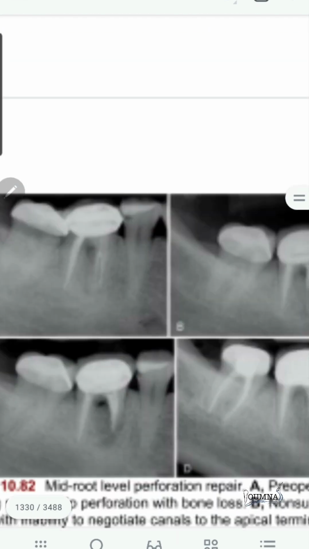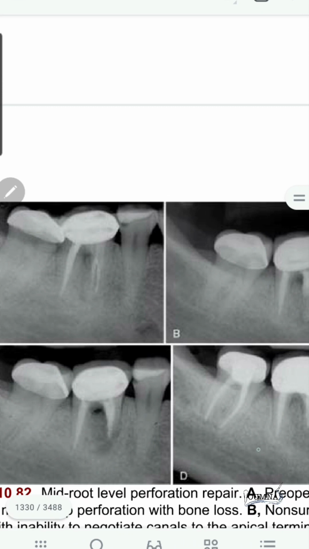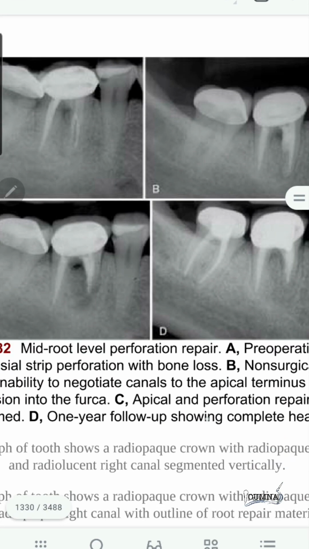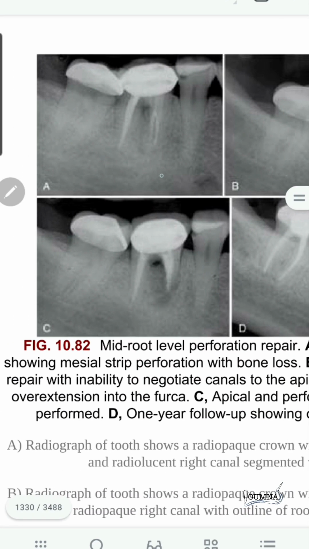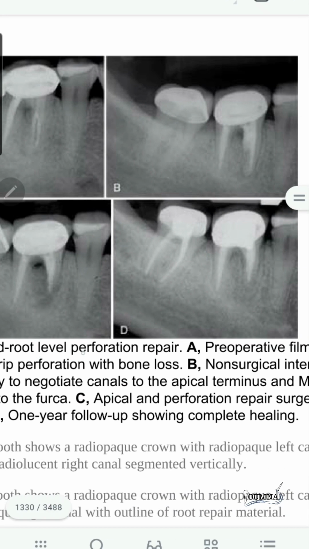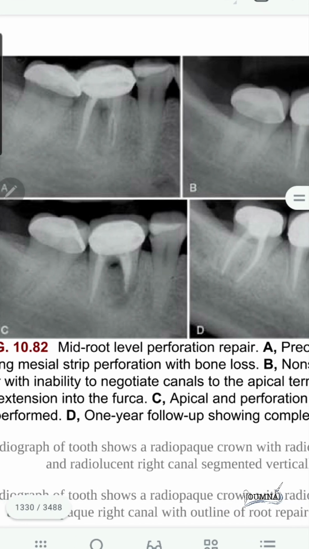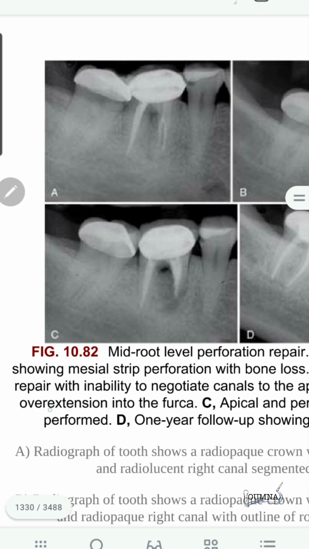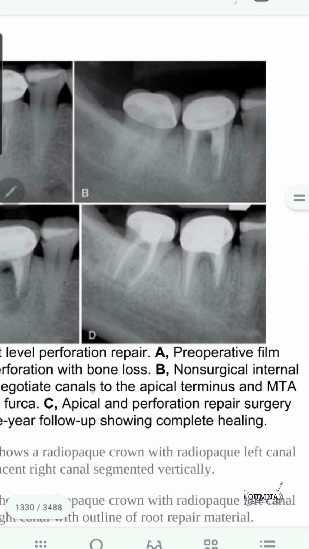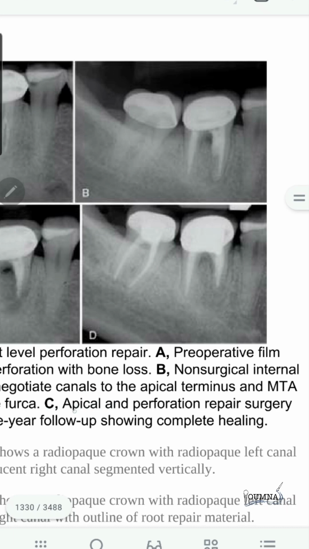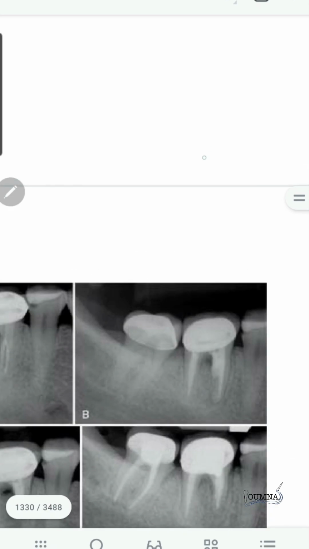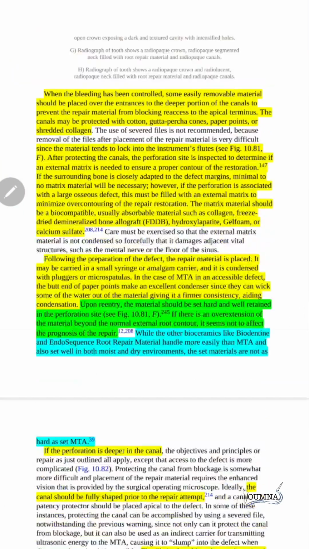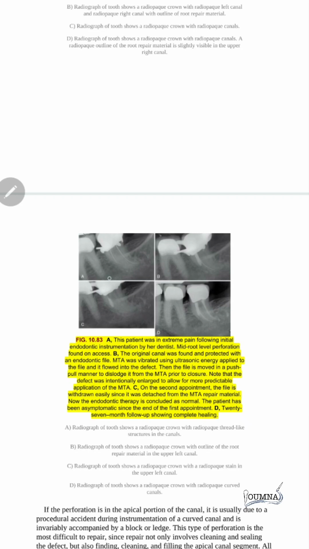Now let's see how we deal with the strip perforation. I believe here they did an apical surgery. Yes, here for this case, the midroot perforation was not able. They are saying that there was an MTA overextension, and there was an inability to negotiate the canals. So these complications were fixed by doing an apical surgery, and we can see the healing that has happened. Now let's read how to manage the strip perforation in this case.